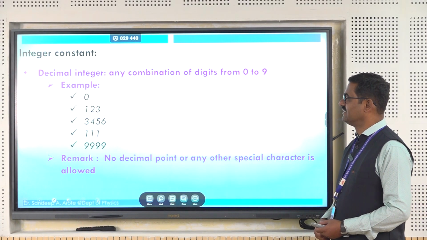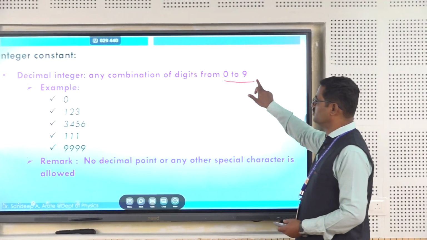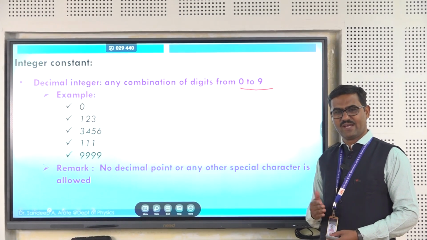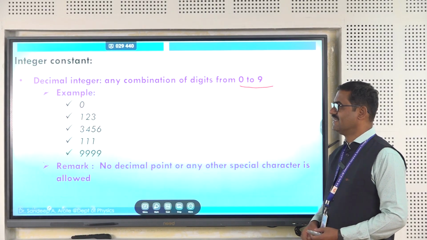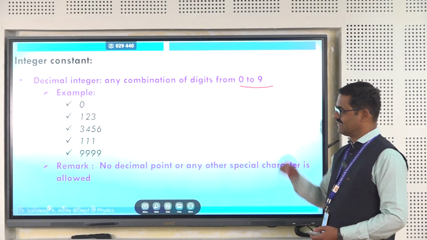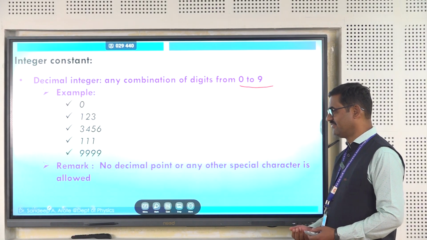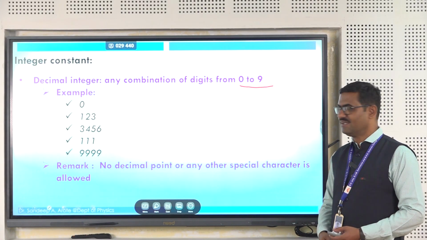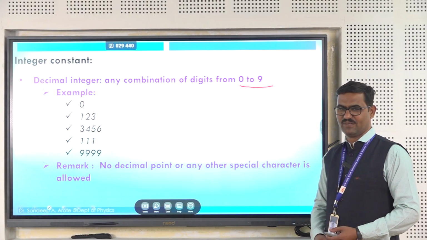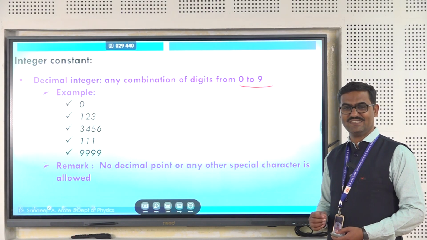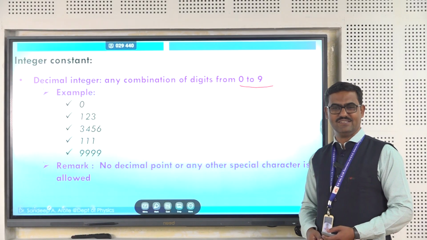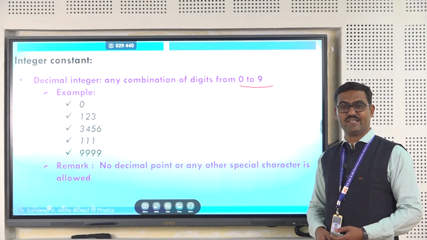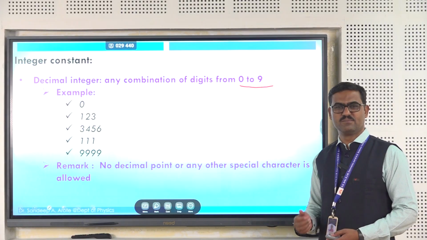A decimal integer constant is any combination of digits from 0 to 9, either a single digit or multiple digits. These are some valid examples: 0, 123, 3456, 111 and 9999. Remember, only a sequence of digits is allowed in a decimal integer constant. How many digits you can have in a number depends upon the capacity of your computer processor.